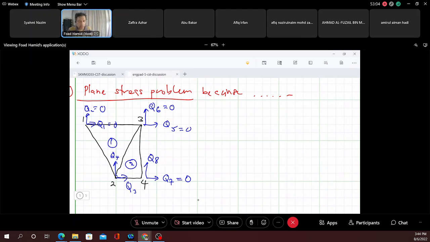Okay, so now we have the degrees of freedom. We're also trying to put on the loading for that point. So we have, in this case, F8. F8.